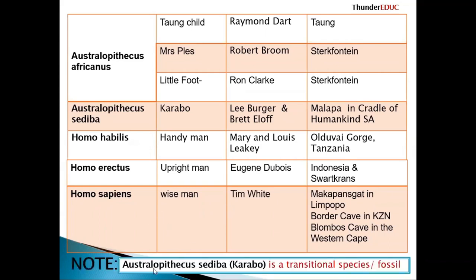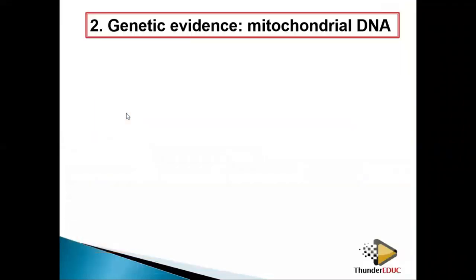Then note, Australopithecus sediba, which we call Karabo, is a transitional fossil. I explained this. That is a transitional fossil between Australopithecus africanus and Homo habilis, the handyman. Between this and this. So this Australopithecus sediba is the one which tries to link these two. And sometimes we call it a missing link.